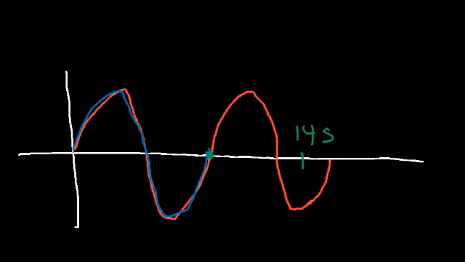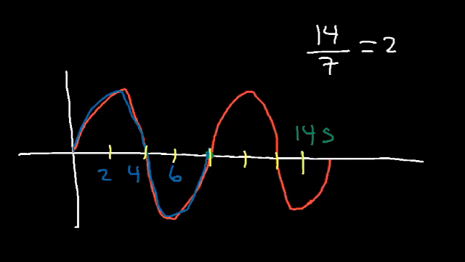So notice that we can break this wave into 7 segments. 1, 2, 3, 4, 5, 6, 7. So the length of each segment is 14 divided by 7, so it's 2 seconds. So this therefore is 2, 4, 6, 8, 10, 12, 14. And the length of 1 cycle, we can see, is 8 seconds, so that's the period.